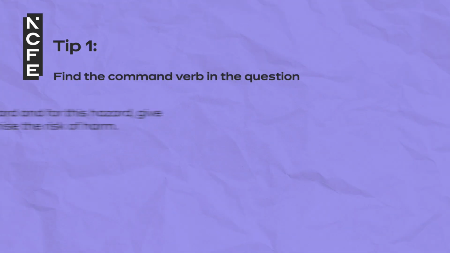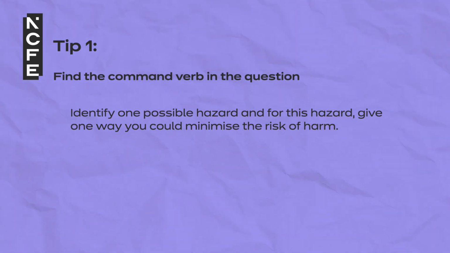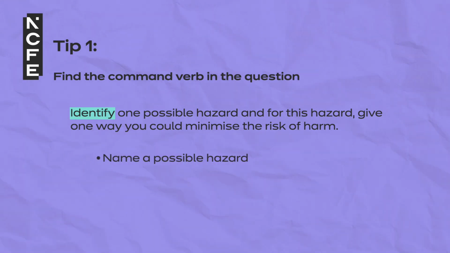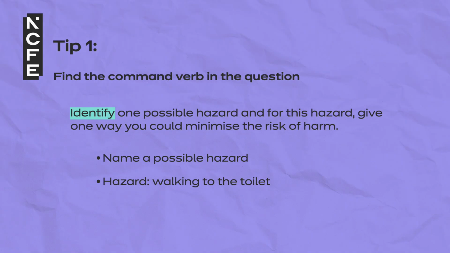Tip 1. Find the command verb in the question. Within this question, the command verb is identify, which requires you to name something. From the identify part of the question, the requirement therefore is to name a possible hazard. Information from the case study should be used to name the hazard. The case study provides the information that the patient is weak and unsteady on her feet, so the hazard could be them walking to the toilet as they may fall.